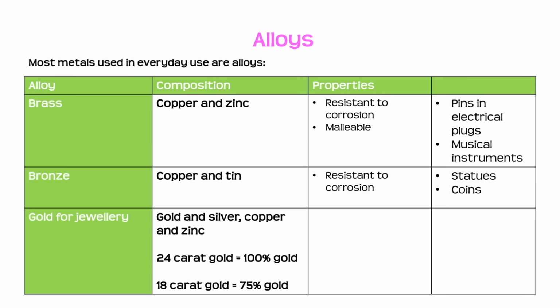Now gold for jewellery actually isn't just pure gold, well rarely it is anyway. 24 karat gold would be 100% gold, but anything lower than that, such as 18 karat gold, is actually a mixture, an alloy of gold, silver, copper and zinc in varying degrees. Now gold for jewellery is stronger than pure gold, and it's resistant to corrosion and it is shiny. All of these things make them great for using for jewellery.